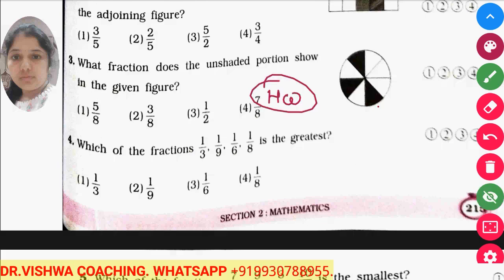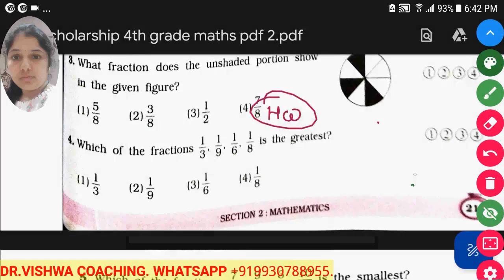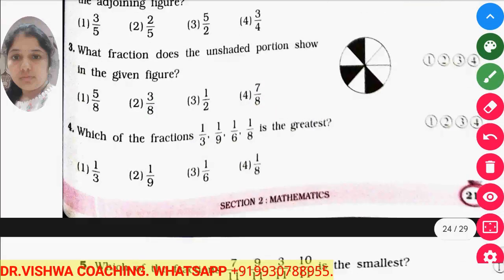You count how many equal portions there are and write that in the denominator's place, and how many unshaded portions there are, count it and write it in the numerator's place. Okay, so this one is for your homework.